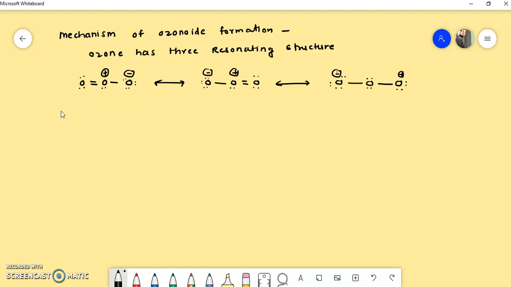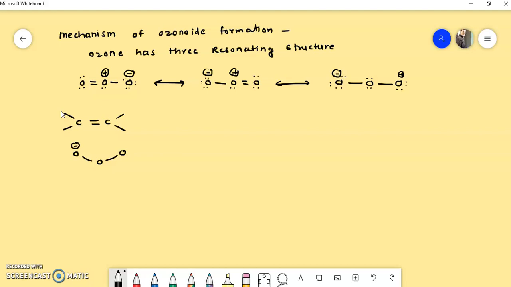So these are the resonating structures of the ozone. Now consider the reaction. I will take a general reaction. For example, consider a general alkene, say like this, R-C double bond C. Here there can be any groups present. Now take this structure. I will write this structure in this way to explain the mechanism.